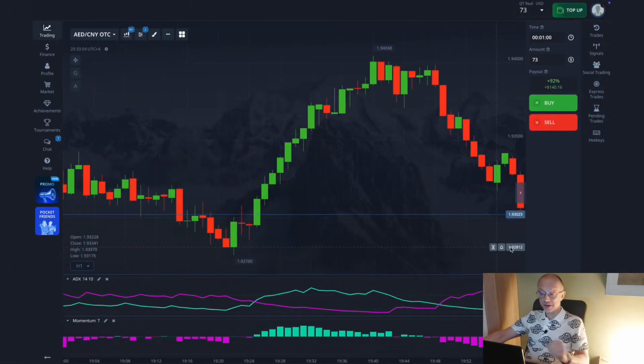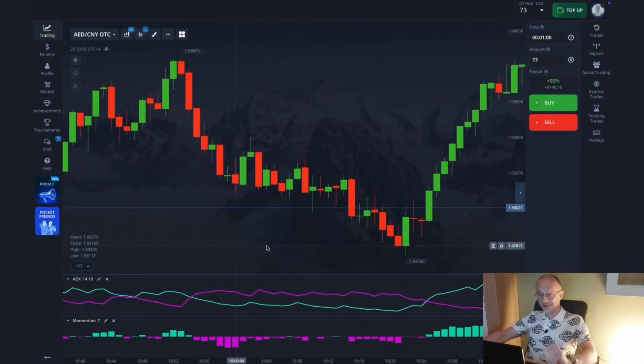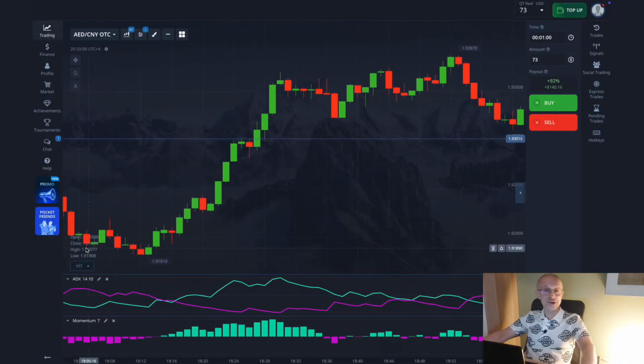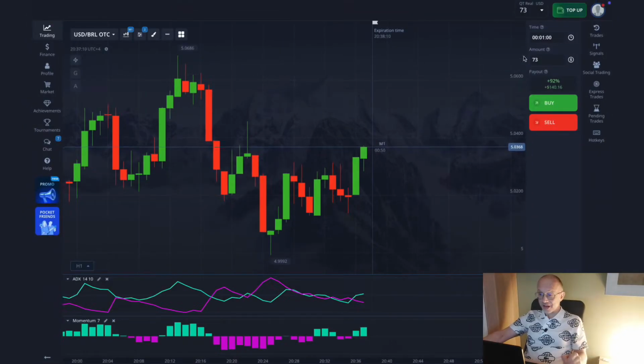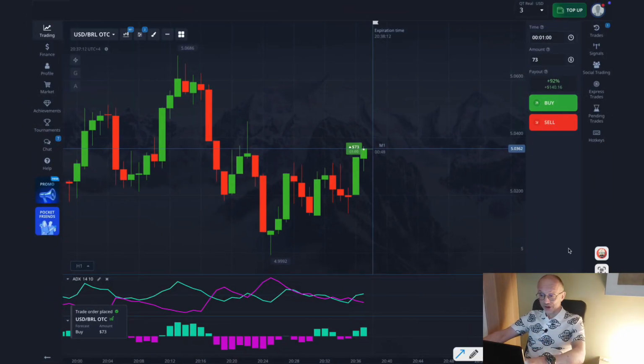So, the indicators are ready to go, and friend, if you trade on your phone, configure it in the same way. The session starts with a neat entry along the trend. Expiration is 1 minute, and I'm opening a long trade for $73.